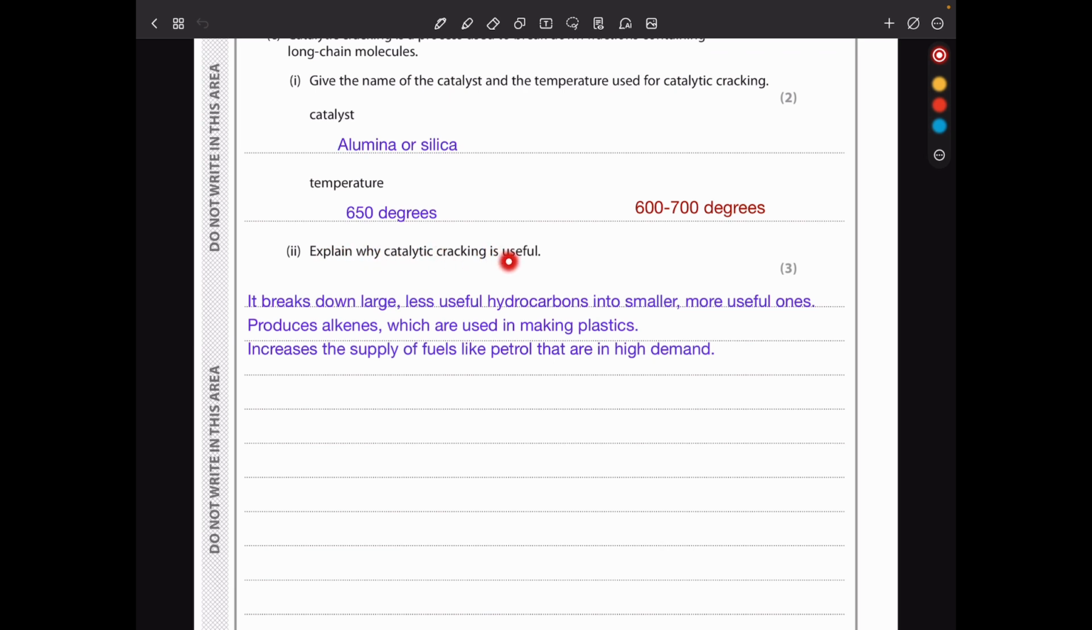Explain why catalytic cracking is useful. It's useful because it helps to break down the long chain alkanes into smaller chain ones or shorter ones, as well as producing alkenes, because the smaller ones have more uses. So I said it breaks down large, less useful hydrocarbons into small, more useful ones, produces alkenes which can be used in making plastics, and it increases the supply of fuels like petrol that are high in demand.